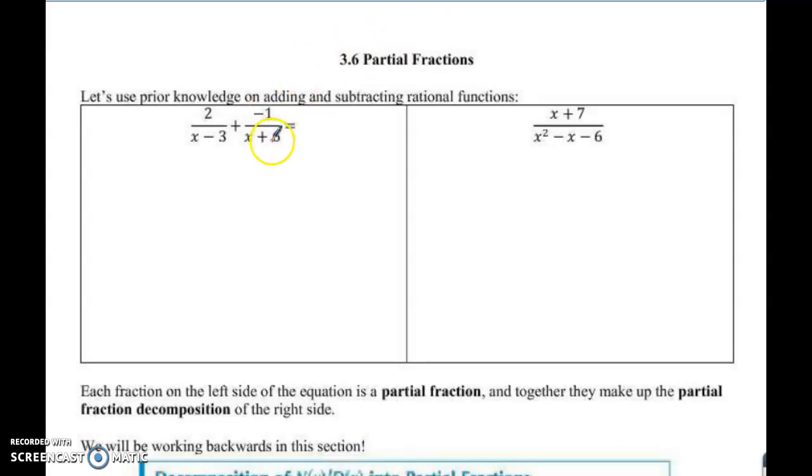Okay, before getting started, I made a typo on this page. That was supposed to say x minus 2 right here. Alright.